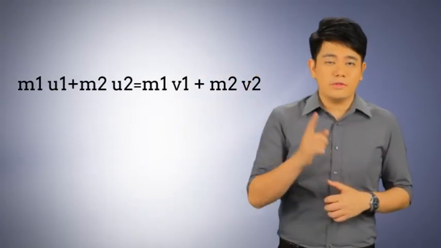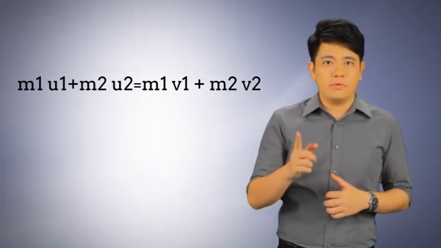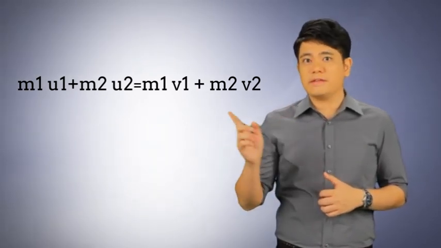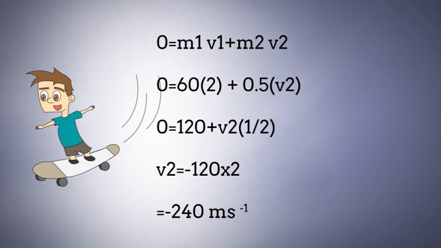For part D, using the formula m1u1 plus m2u2 equals m1v1 plus m2v2, the initial velocity of the boy and the skateboard are both zero because they are stationary. So the left-hand side of the equation is zero. Now, on the right-hand side of the equation, substitute m1 with the mass of the boy of 60 kg and v1 with the velocity of 2 meters per second. The velocity being negative shows that the skateboard is moving backwards.